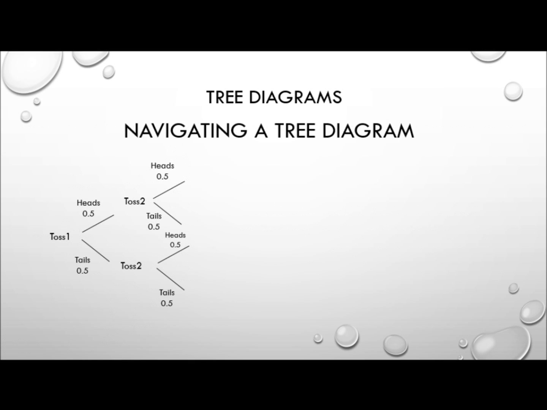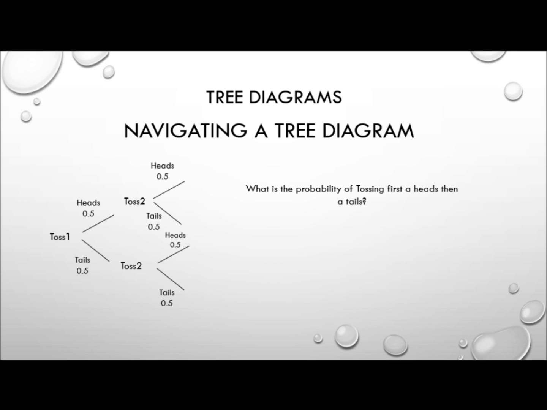Okay, so what's a tree diagram good for? Well, the purpose of a tree diagram is to list every single possible outcome, that is to say, our sample space, to make it easy to work out combined events.